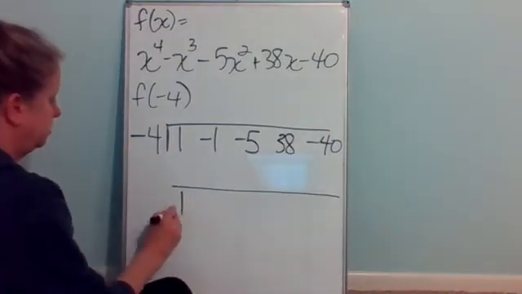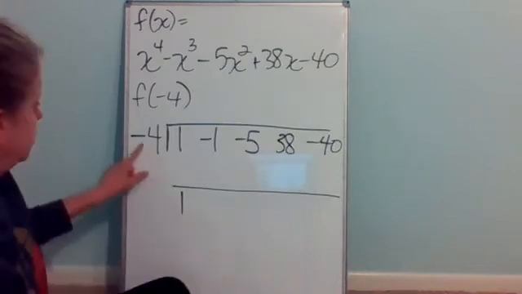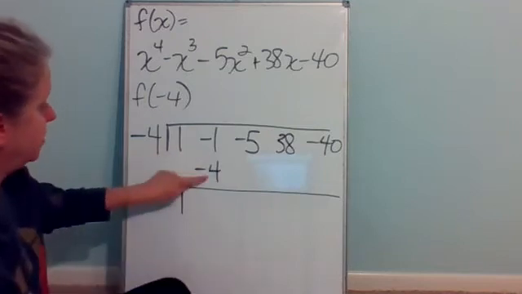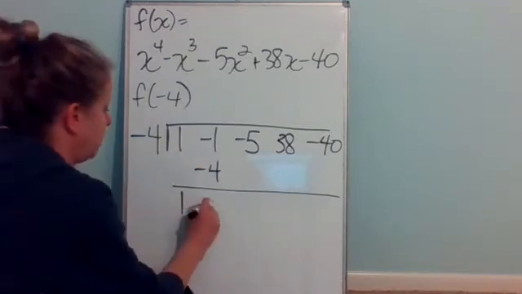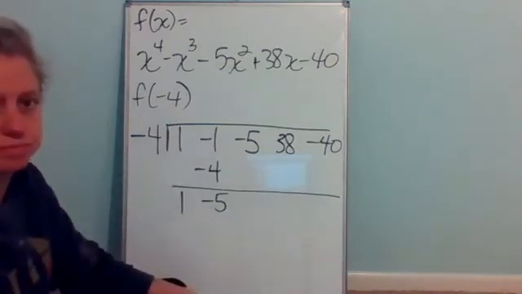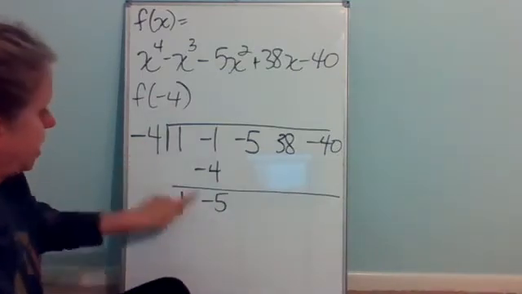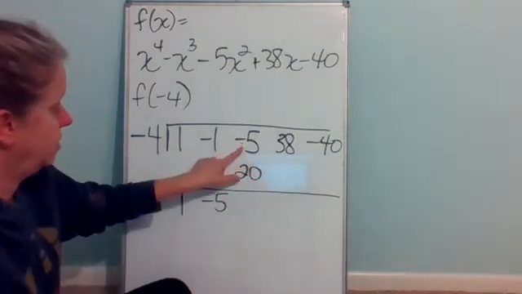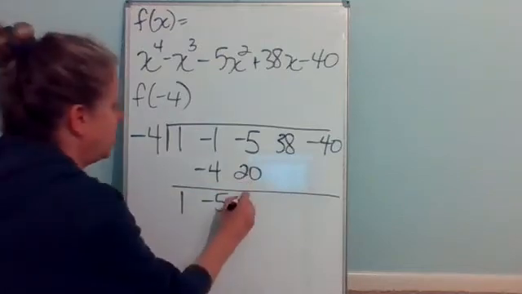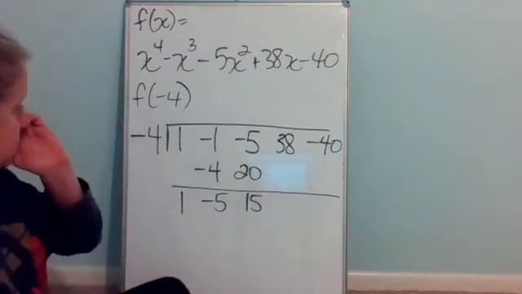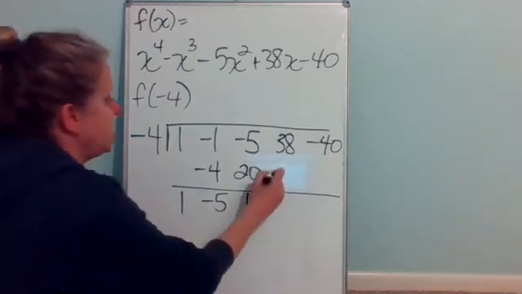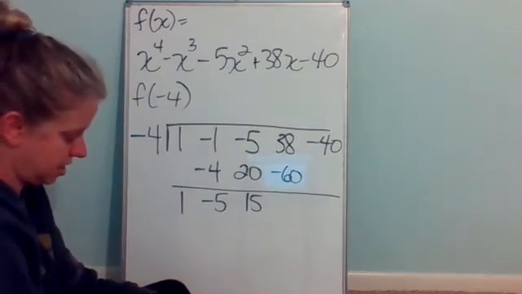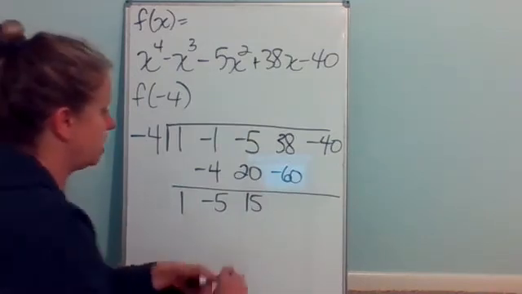I'll drop down my 1 to get us started. So negative 4 times 1 gives me negative 4. Combine these straight down. Negative 1 and negative 4 is negative 5. Negative 4 times negative 5 is 20. Negative 5 and positive 20 is 15. Negative 4 times 15 is negative 60. So let's see what that is. 38 minus 60 gives me negative 22.